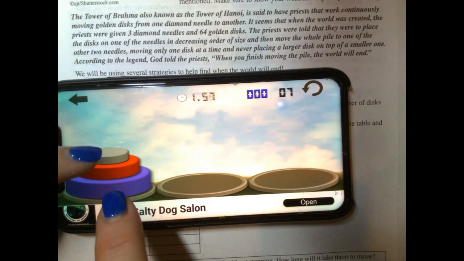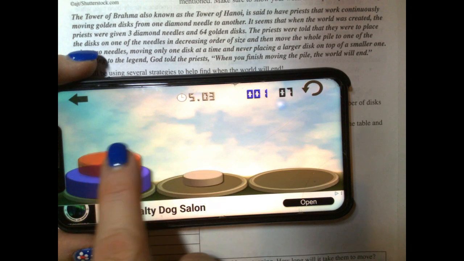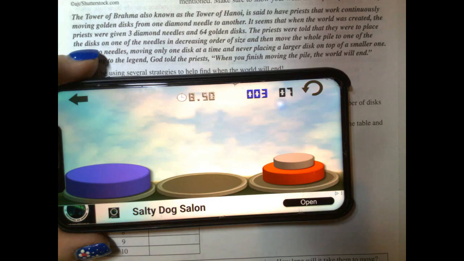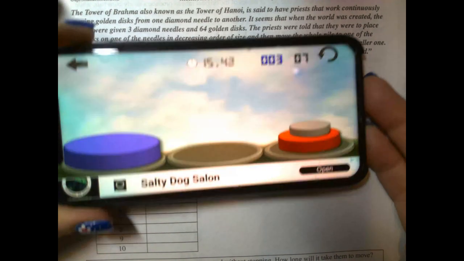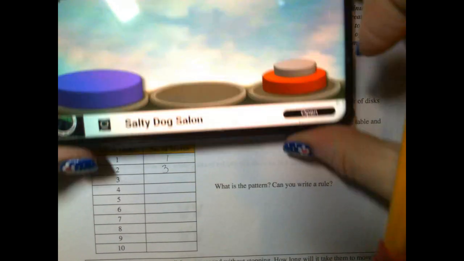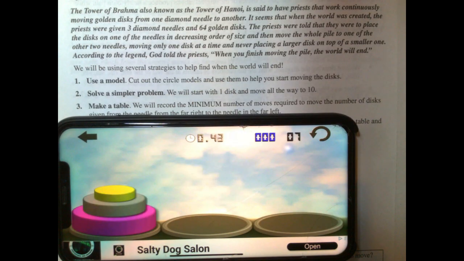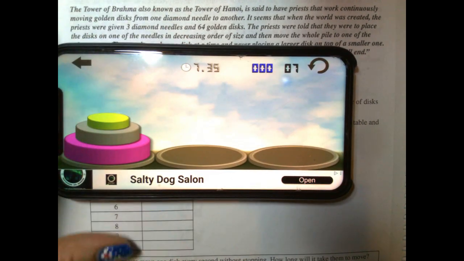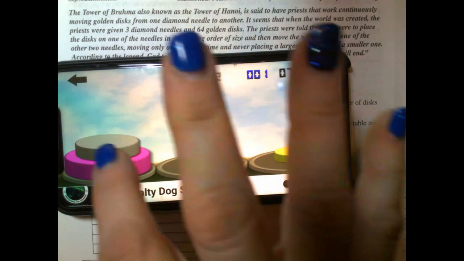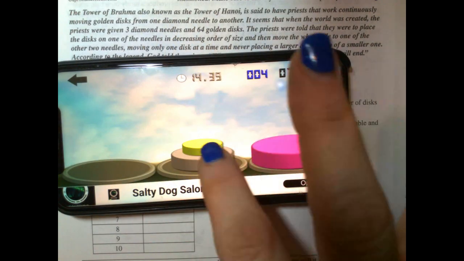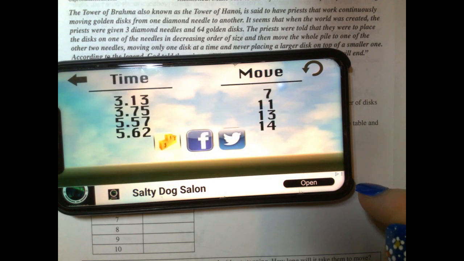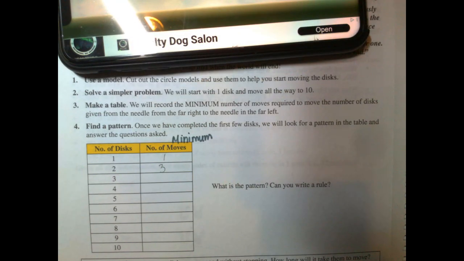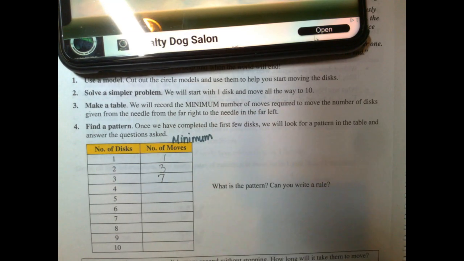And then if you have 2 disks, so let's assume the first 2, we're going to do 1, 2, 3. Because remember, you cannot put a bigger disk on top of a smaller disk. So that was 3 moves. 2 disks is 3 moves, okay? Now, remember that you can do more moves, but we're looking for the minimum number of moves. So we have 3. So now we're going to do 1, 2, 3, 4, 5, 6, 7. So 7 is the minimum number of moves for 3 disks. Okay, 1, 3, and 7.